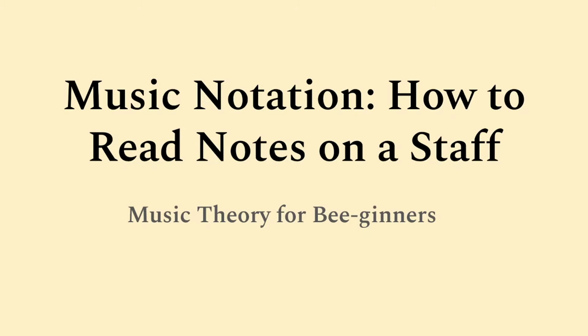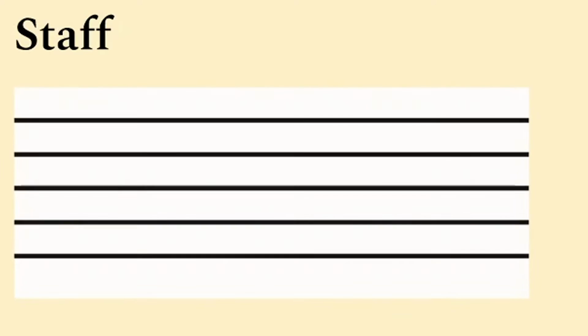I'm Andy, and today we will be learning about the basics of music notation, which is how to read notes on a staff. In Western music, we notate music on something called a staff. A staff has 5 lines, and in between those lines are 4 spaces.